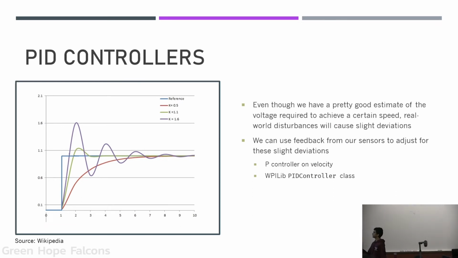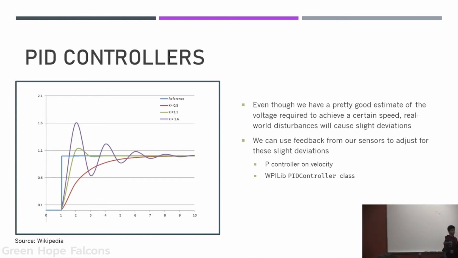So here we have different p-values and different graphs of the voltage. You can see that if the p-value is too high, we will oscillate around our set point. If the p-value is just right, we will reach our set point smoothly. So choosing the right p-value will mean that you get to where you want to be as quickly as possible. In previous years, you had to find this p-value and tune it for hours and hours.